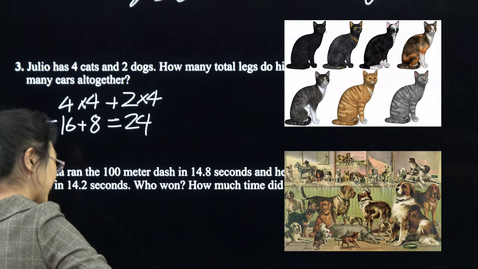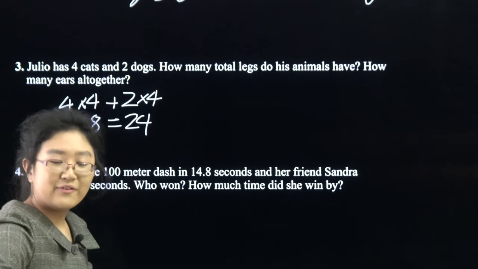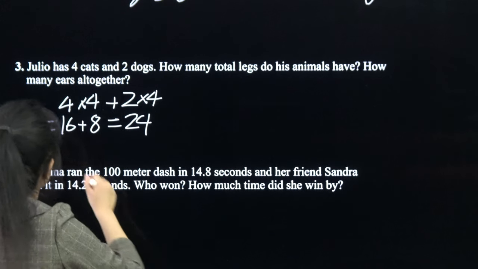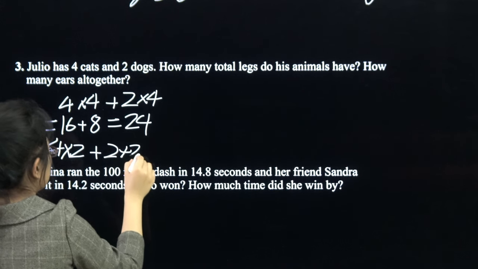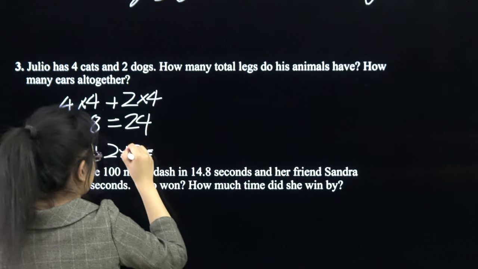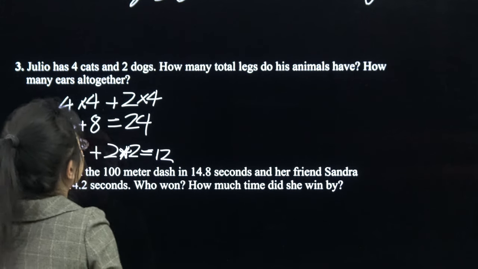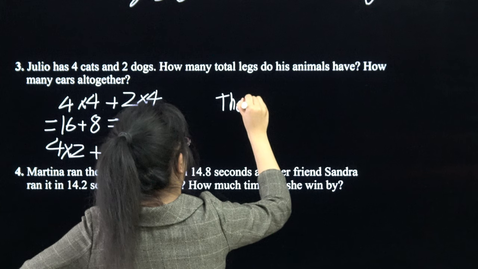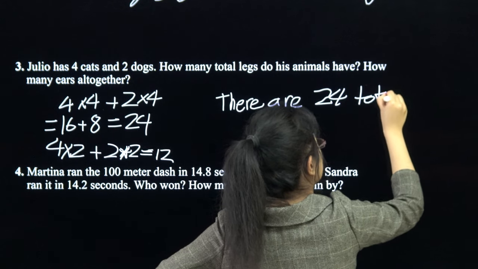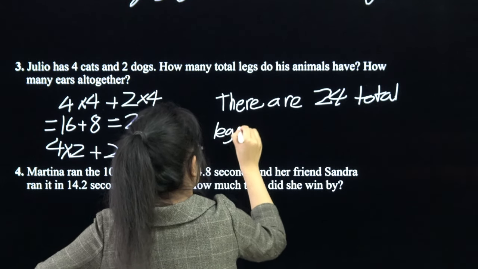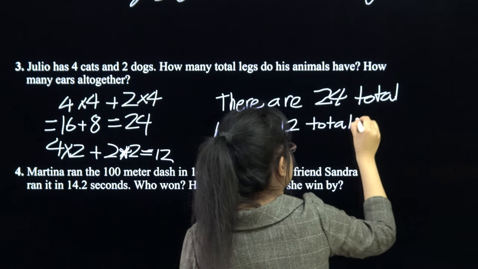Usually, cats and dogs have two ears. Sometimes they may only have one, but the usual is that they have two ears. So 4 times 2 plus 2 times 2 equals 8 plus 4 equals 12. There are 24 total legs and 12 total ears.